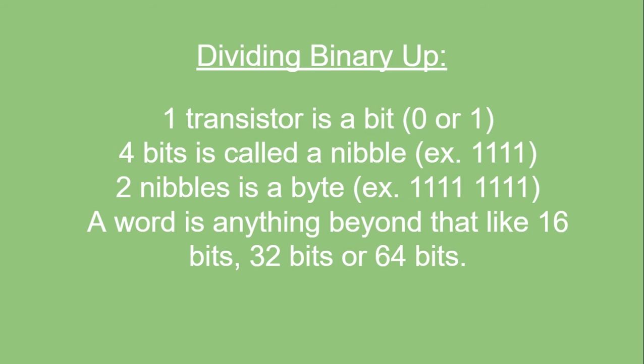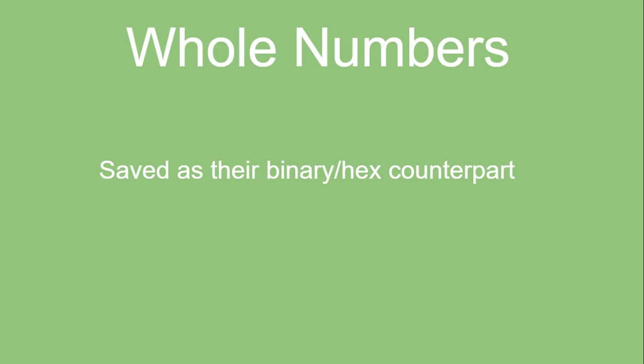So once you've divided it up like that, you can understand how we can save information. So the first type is a whole number. Easy peasy, it's just saved as its binary hexadecimal counterpart. So, 1000 is 8. So if I want to store an 8 in my computer, I just flip 1 transistor on in the nibble and leave the other 3 off.